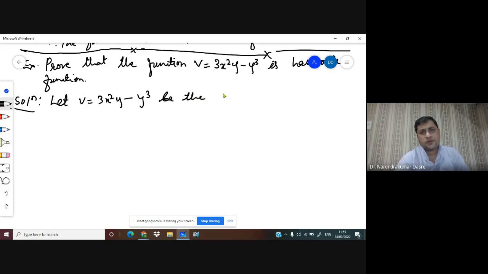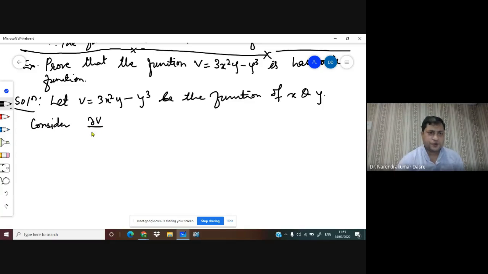be the function of x and y. Okay, so this is going to be a function of x and y. Now what we have to do is find the second order derivatives. So first we'll have double v by double x. So find the derivative of this with respect to x.